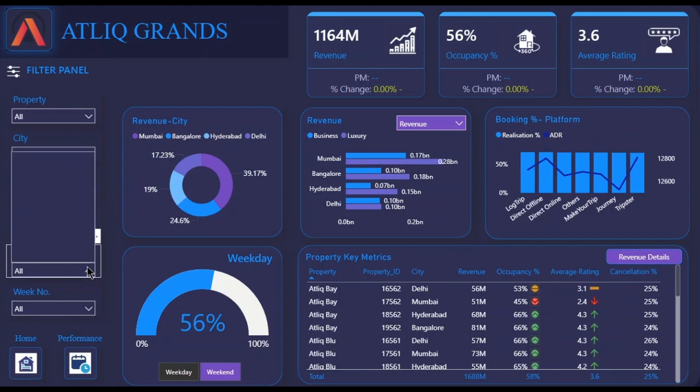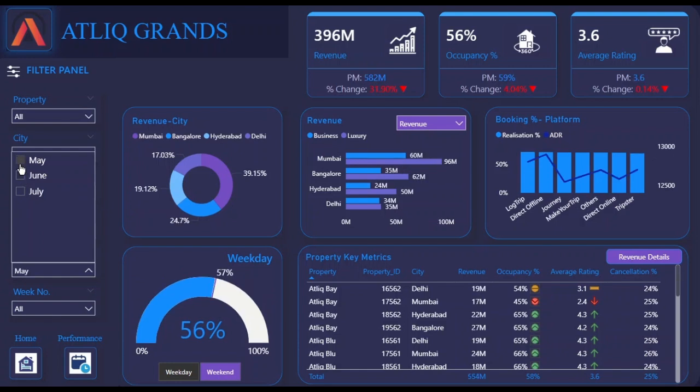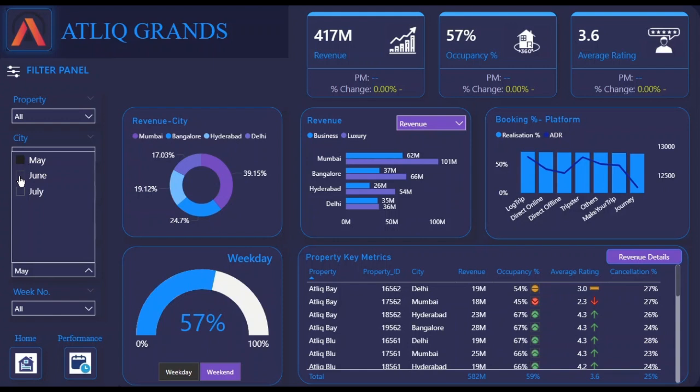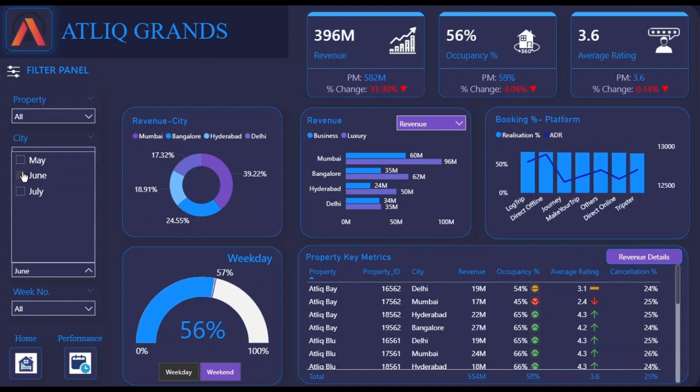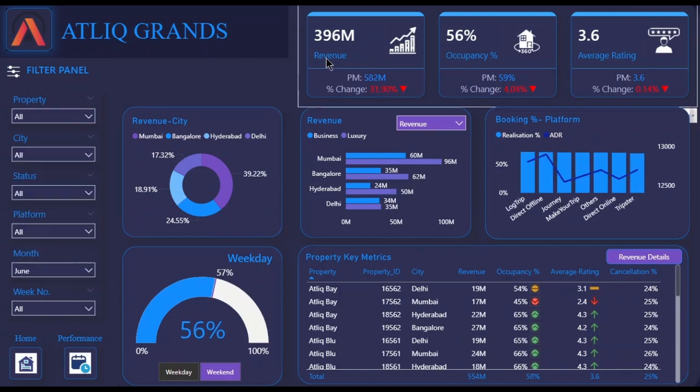So now let's go for the analysis for the month of June. You can see here for May, June, and July we have values. Let's do it for June. So we can see here 396 million, and the previous month it was 582 million, a 31.90% difference. Occupancy percentage is 56 percent. Previously it was 59 percent, a 4.04% difference. Average rating was 3.6. The previous month was also 3.6, a slight change of 0.14 percent.